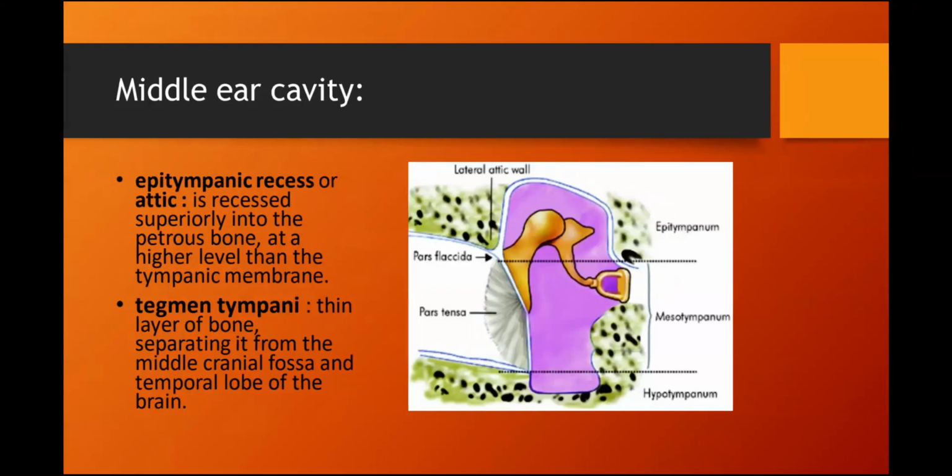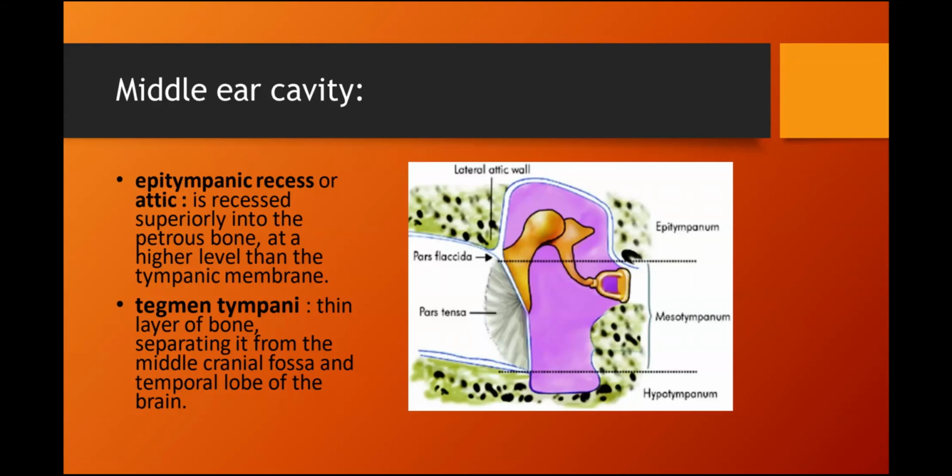The middle ear cavity, or the tympanic cavity, is divided into levels according to the tympanic membrane. Above the tympanic membrane is an important upper part of the cavity called the epitympanic recess or the attic. The attic is the superior part of the tympanic cavity, which is recessed superiorly, leaving a tiny plate of bone. It is called the tegmen tympani.